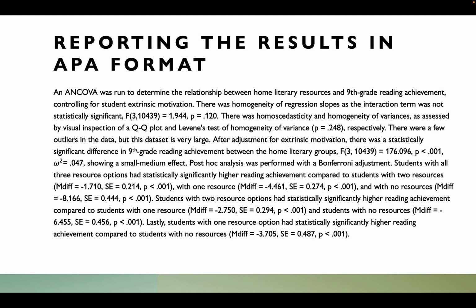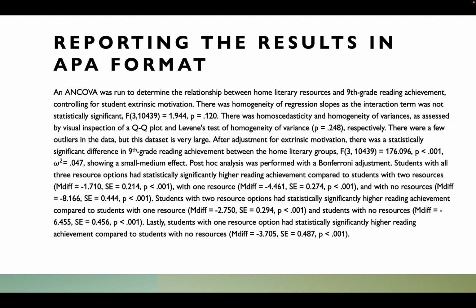And here we report our F-test with our numerator and denominator or residual degrees of freedom. We report the value of the F-test, 1.944, and we report our p-value of 0.120. There was homoscedasticity and homogeneity of variances as assessed by visual inspection of a QQ plot and Levene's test of homogeneity of variance, and we report that p-value of 0.248 respectively. There were a few outliers in the data set, but again, this data set's very large, and so we were not worried about these few outliers.